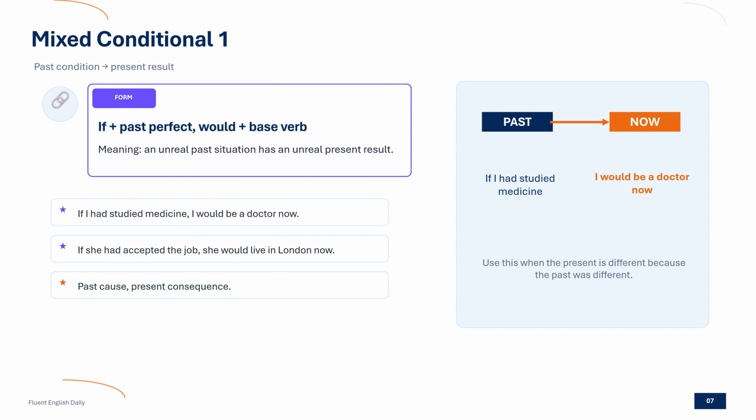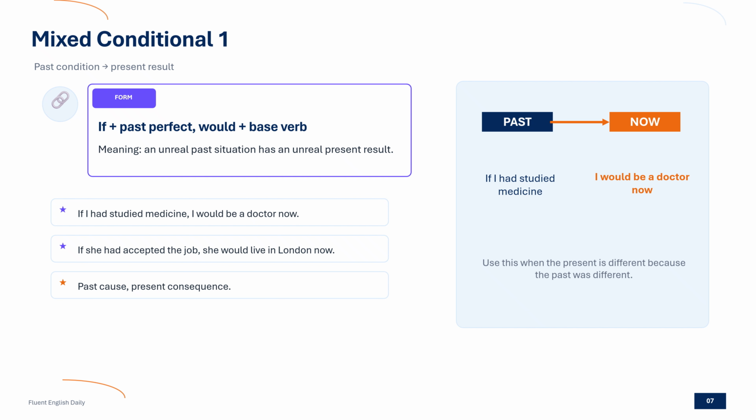Mixed conditionals connect different time periods. The first common mixed conditional connects a past condition with a present result. The structure is if plus the past perfect, followed by would plus the base verb. For example, if I had studied medicine, I would be a doctor now. The decision about studying medicine belongs to the past, but its imagined consequence belongs to the present. In reality, I did not study medicine, so I am not a doctor now.